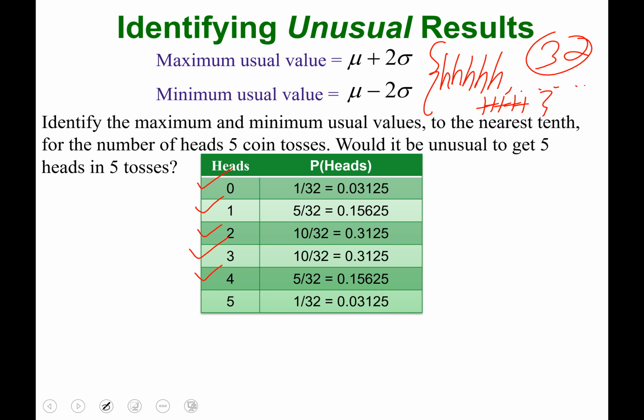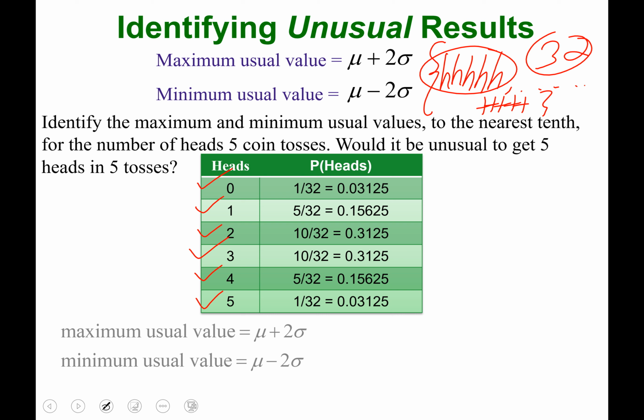5 of them would have 4 heads in 5 flips, and one of those possible outcomes would have 5 heads in all 5 flips. That's that first one right there, 1 out of 32. Okay, so we are going to use technology to type these into list 1. Let me erase some of this work.